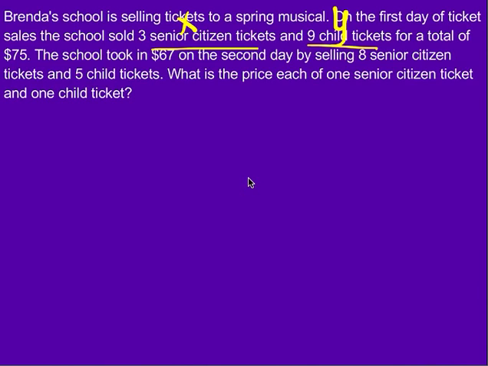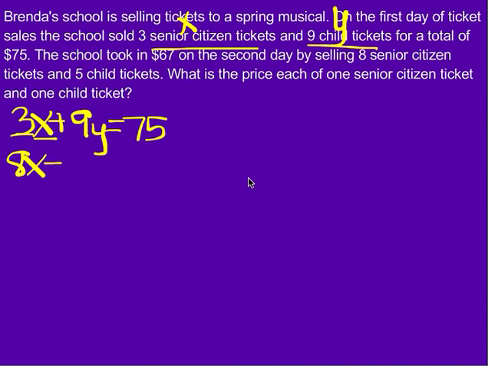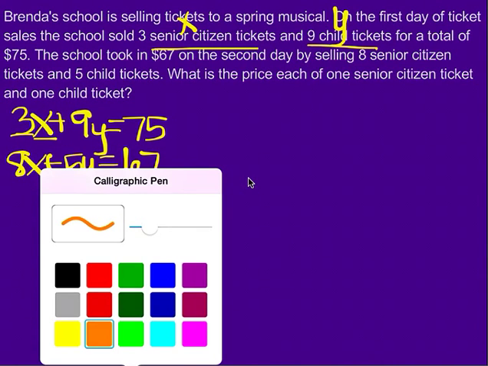So what I'm going to do here is I have 3 times X. So we had 3 senior citizens at price X, and we had 9 child tickets at price Y, and that was equal to 75. And then we had 8 senior citizen tickets at price X and 5 child tickets at price Y, and that was equal to 67. Okay, so now this one, again, you could do using elimination, but let's say you're really dead set on doing substitution. So here's how you would do that.